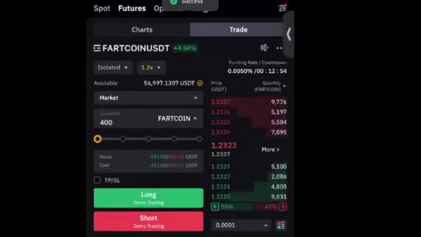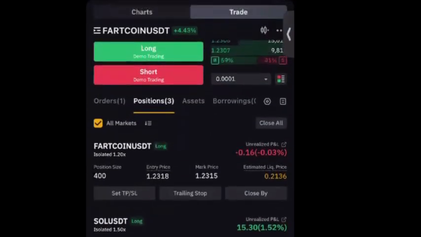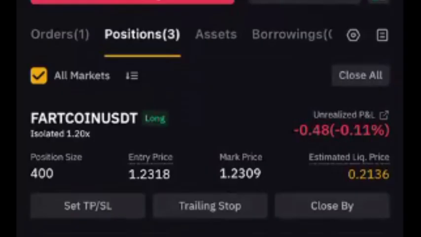I'm going to click long. I'll click long right now. You can see the trade has been placed. You can see my entry price is 1.2. The contract price that tries to keep up with the price of the actual coin is 1.23. My liquidation price is 0.2. As you can see, my liquidation price is so low, so it's very easy for me to manage this kind of trade.